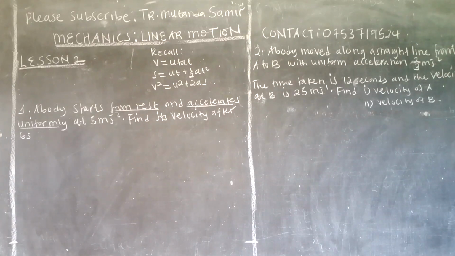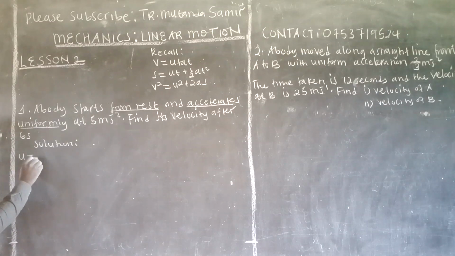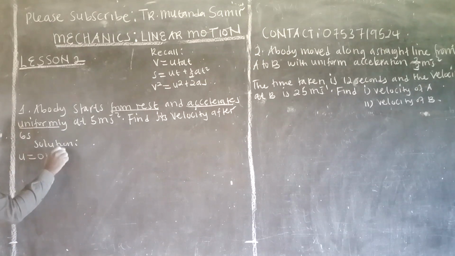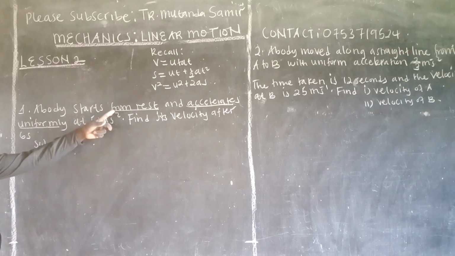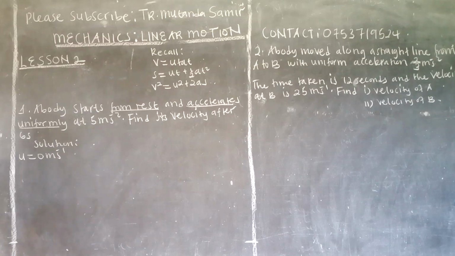So we shall now summarize the information. A body starts from rest means that its initial velocity, u, is 0 meters per second. Please go to lesson 1 to see where we noted how to tell this when you see these statements. You go and watch lesson 1. Okay, u is equal to 0 meters per second.